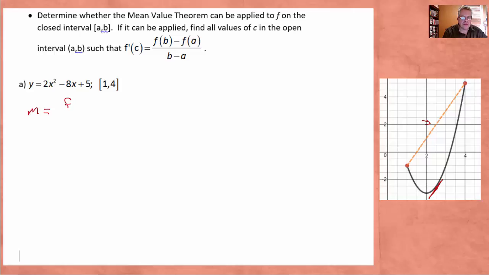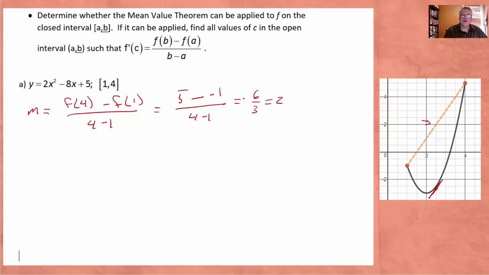So we have m equals f of 4, the value of the function at 4, minus the value of the function at 1, over 4 minus 1. If you substitute 4 into the equation, you get 5. So it's 5 minus the value of the function at 1. If you work that out, you get negative 1 over 4 minus 1. So that ends up being 6 over 3, which is 2. So we're going to look for a place where the derivative is equal to 2.